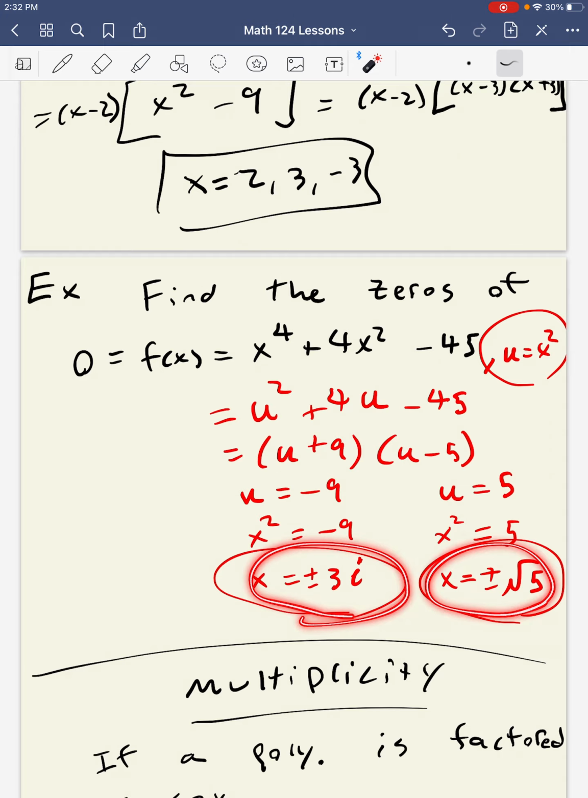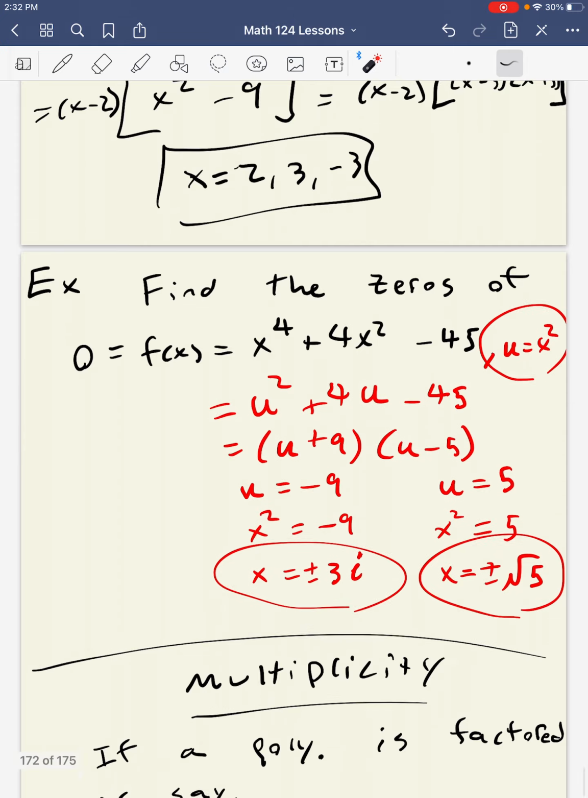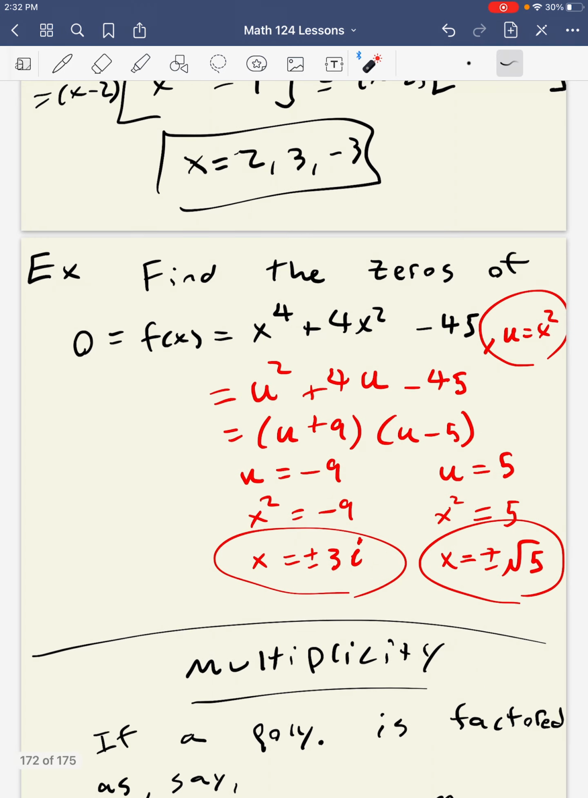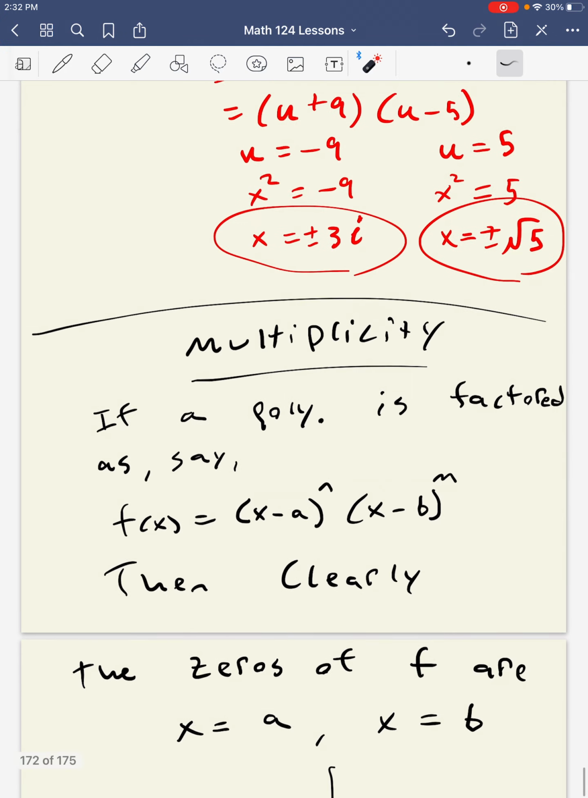It's no coincidence we get 4 answers and the leading term had a 4 as the exponent. That usually will happen unless the equation factors in a really perfect way, like x minus a to the fourth, which will only have one answer. And that leads us to the next topic.